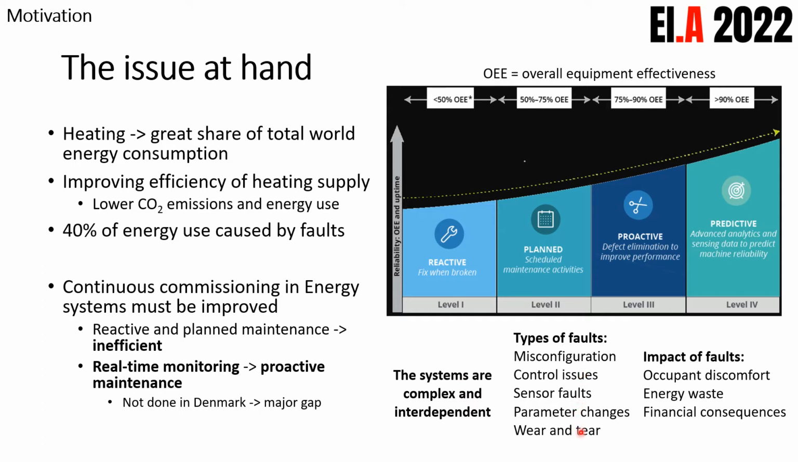The types of faults that happen in district heating systems could be misconfiguration, sensor faults, and wear and tear of the systems. Sensor faults could be categorized more in the data validation aspect of the system. And these again could cause occupant discomfort, energy waste, and then, because of energy waste, financial consequences.